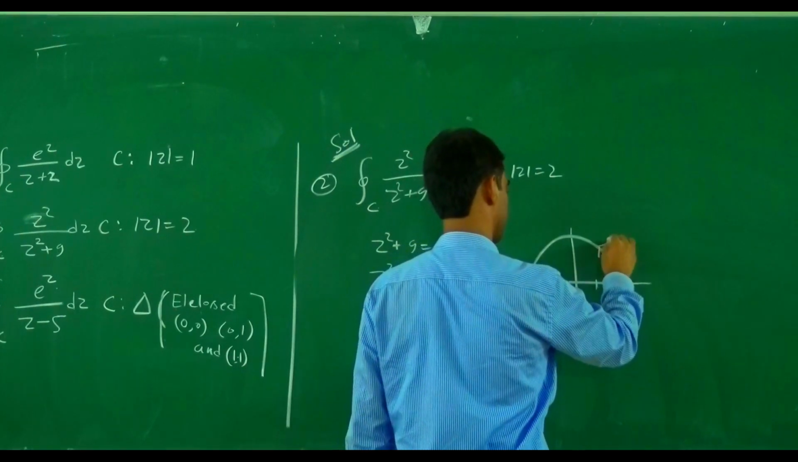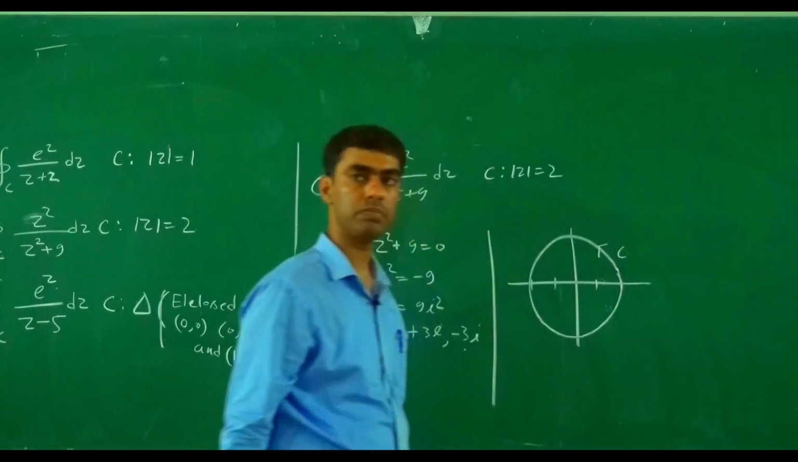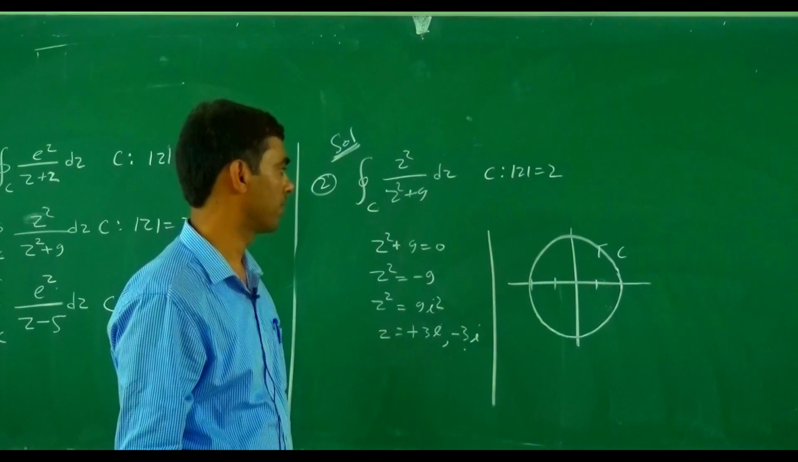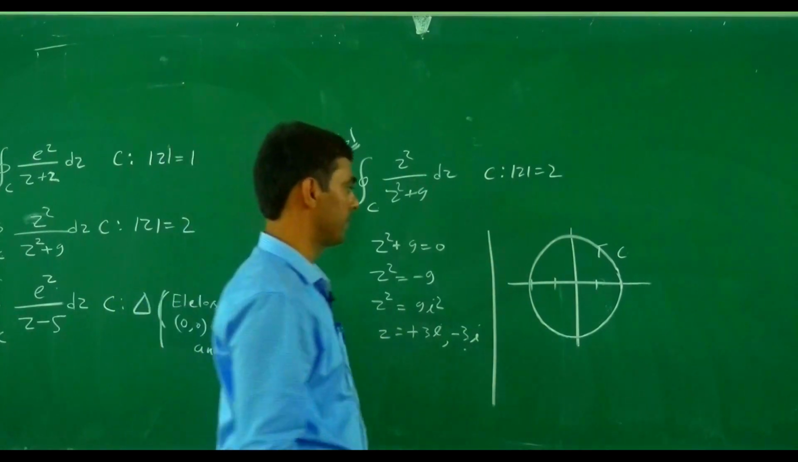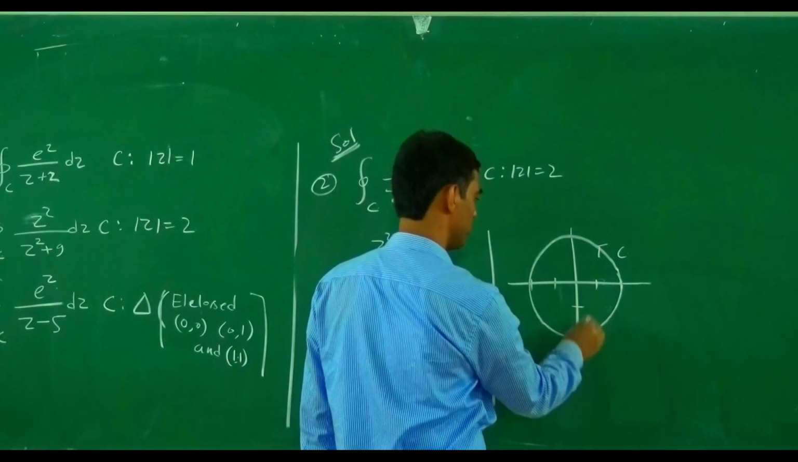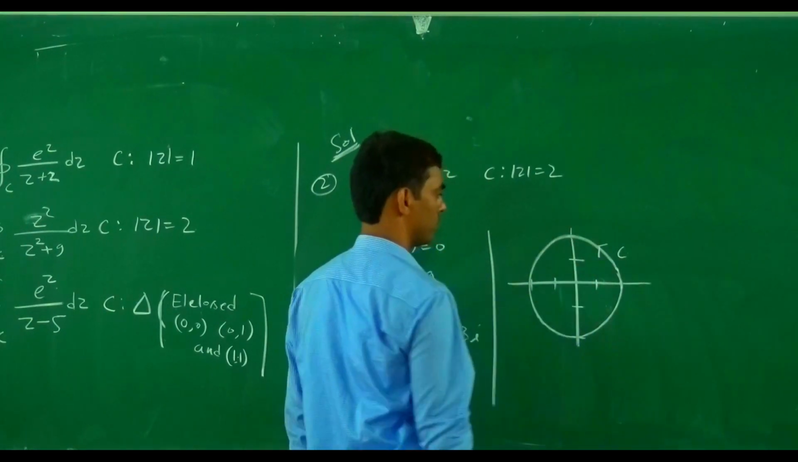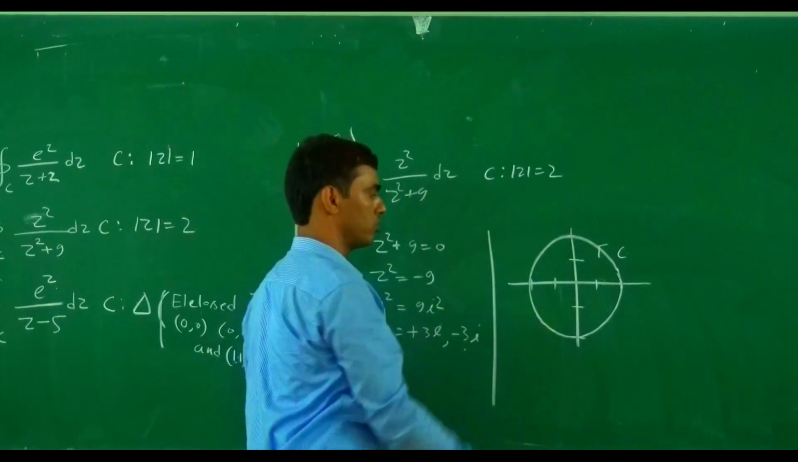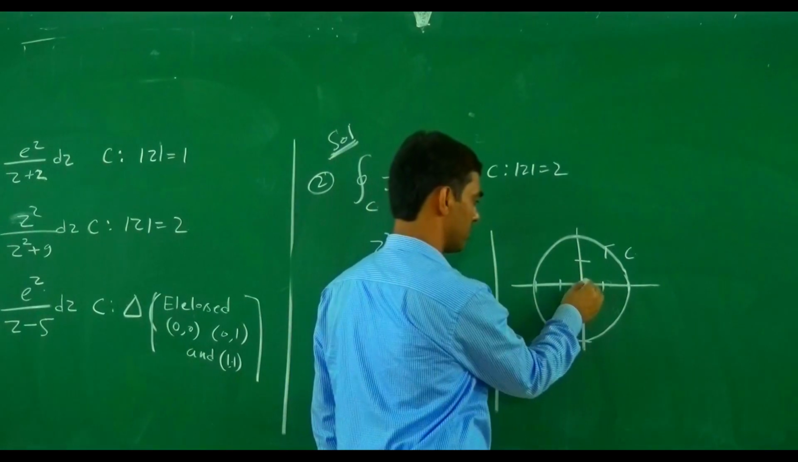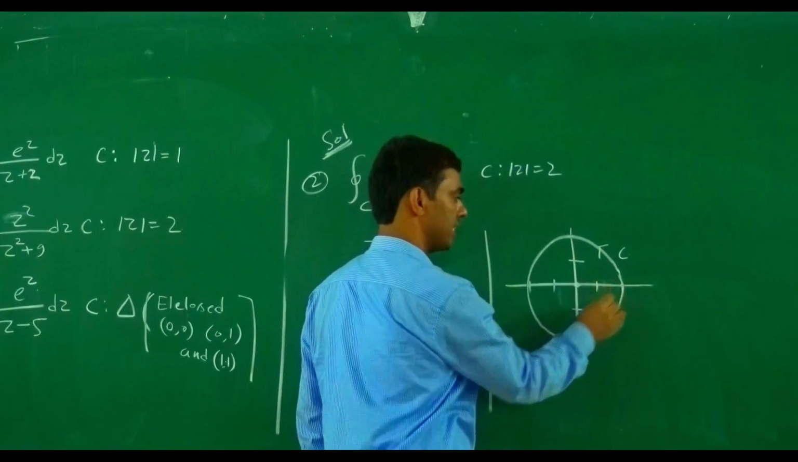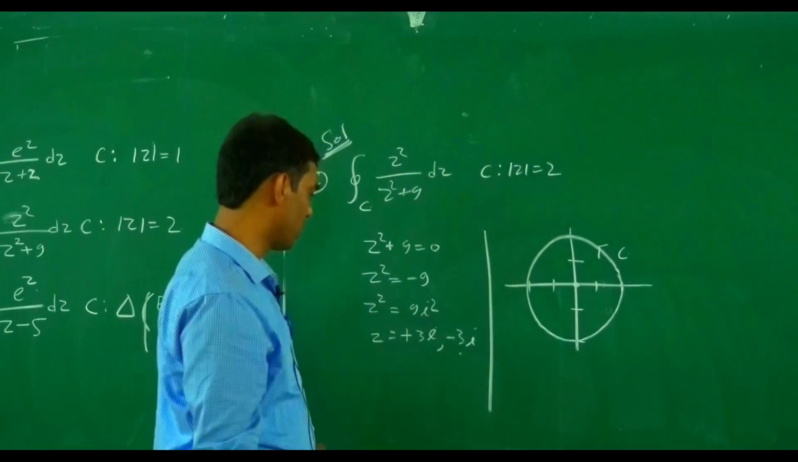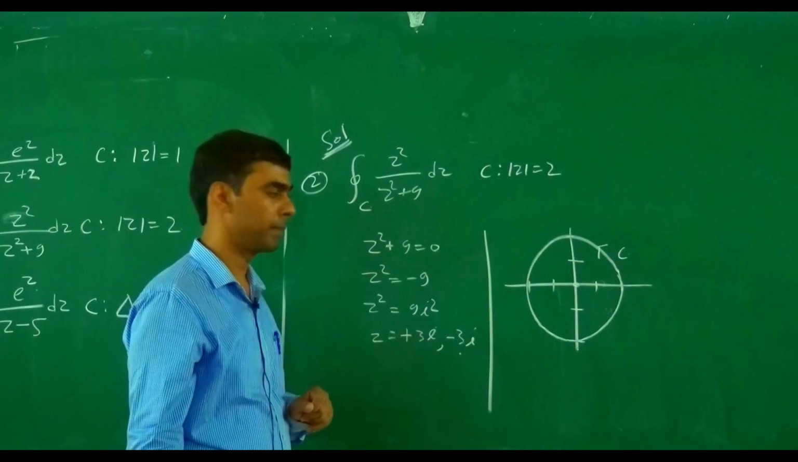This one is a C. Now this one is a 1, this one is a 2, this one is a 1, this one is a 2. This one is C, mod z equal 2. Center at what? 0, 0. This one is the center, and what is the radius? Radius is 2. Now 3i and minus 3i.